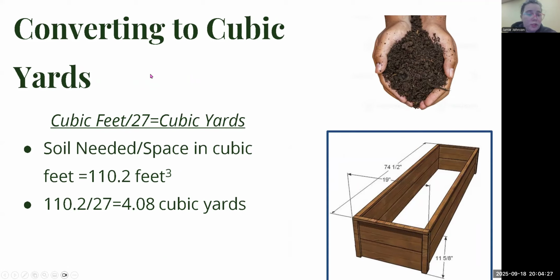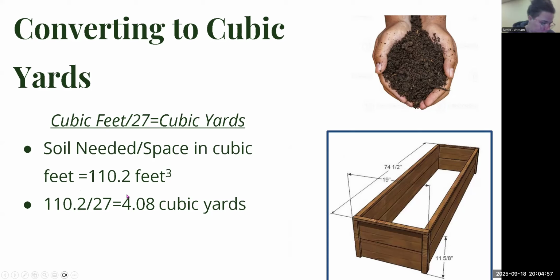So, converting cubic feet into cubic yards. You take your cubic feet number and divide it by 27. That'll give you cubic yards of soil needed. So in that case, the space in cubic feet, 110.2 feet cubed, as we mentioned in the last video, if we divide that by 27, we get 4.08 cubic yards.